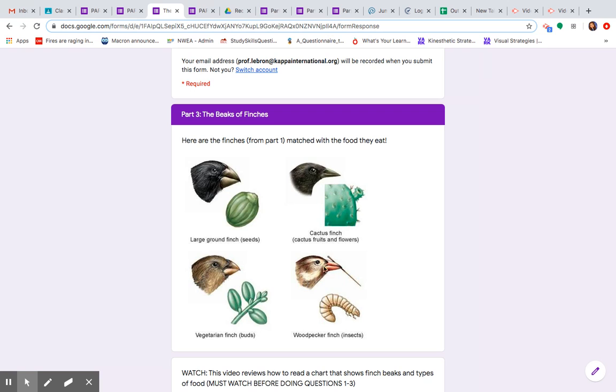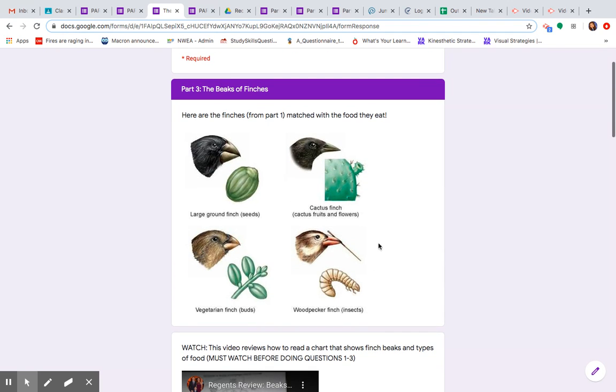Here we have a woodpecker finch. We notice their beak is narrow, so they can make holes in the wood of the trees and pull out the insects that live there. And those are our correct answers from part 1.